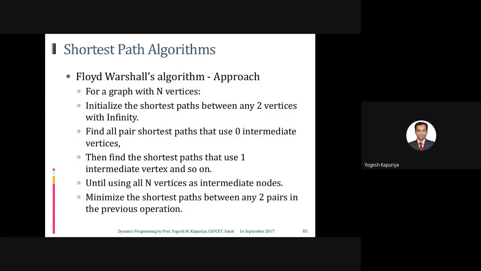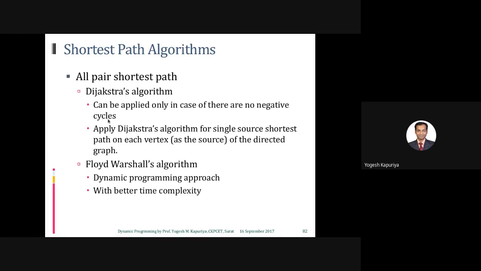Okay. The next is all pair shortest path. So instead of finding the shortest distance from one source vertex to every other vertex, now we are interested in finding out the distance of each and every pair of vertices of a graph.